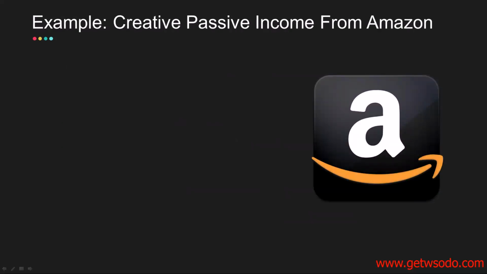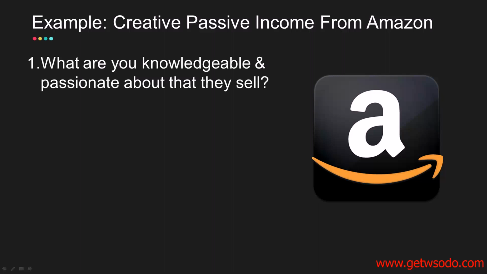Here's an example. If you wanted to just get started making passive income from Amazon, my favorite affiliate program and a great way to start earning passive income, what you could do is, what are you knowledgeable about and passionate about that they sell? Now, they pretty much sell everything, so there's probably something that's relevant to your brand. Let's say if you have a cooking channel, they sell pots and pans, and they sell tools for cooking. And so you're knowledgeable about that, you're passionate about that.